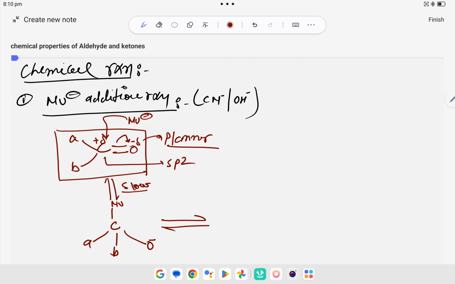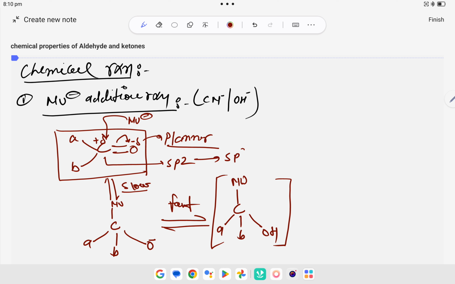After that it gets one hydrogen, protonation is done, and we get carbon with the nucleophile, A, B, and OH. This type of species forms by nucleophilic addition, and that step is a very fast step. From here carbon is converted from sp2 to sp3 hybridization, planar to non-planar. First the carbonyl group is a planar species, and when the nucleophile attacks, it is converted into a non-planar species. So that is the reaction.